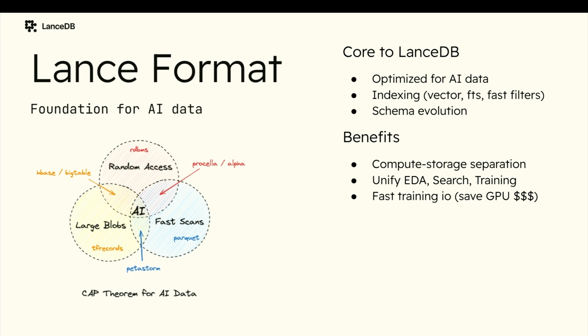What Lance Format allows us to do is separate storage from compute. So your index can now be served from disk, requiring little memory. The data can be shared without having to tie together your vector storage plus your compute. So this allows us to scale very efficiently. And we've now unified exploratory data analysis, vector and full text search, and also these distributed training workloads.